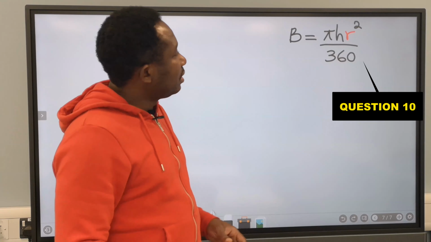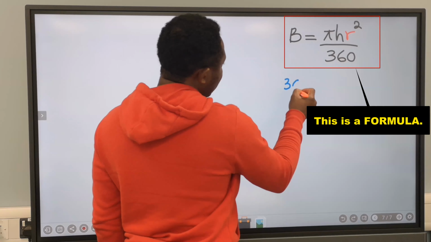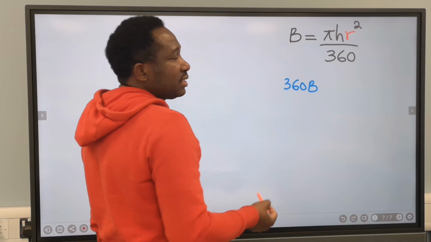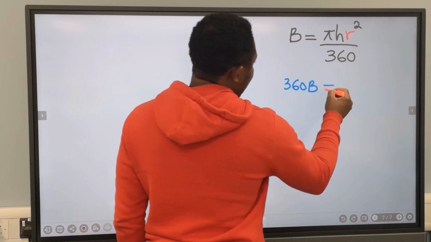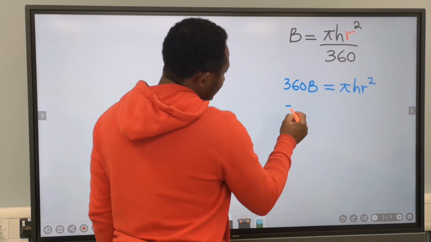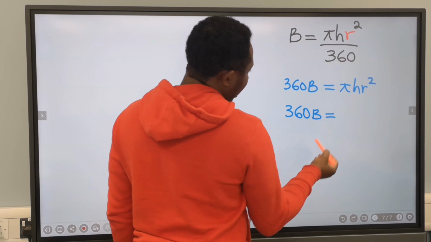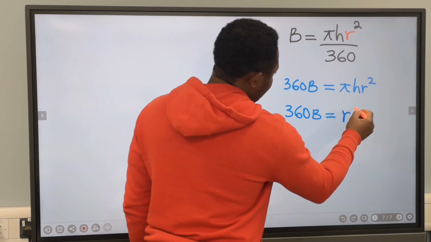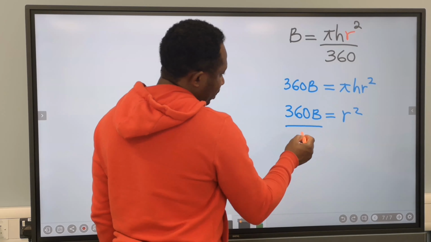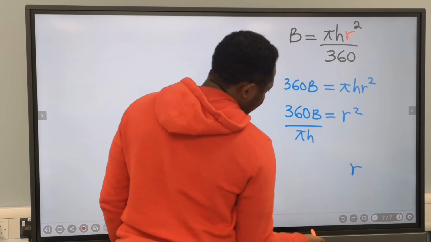Let's make R the subject in this equation. Here we're going to have 360b, because 360 is dividing. On the other side it is going to multiply. Now we have pi h r squared. I have 360b on this side. Pi and h will leave because I want to isolate r. Both are multiplying r. On the other side, they will divide. Next, I need only r.